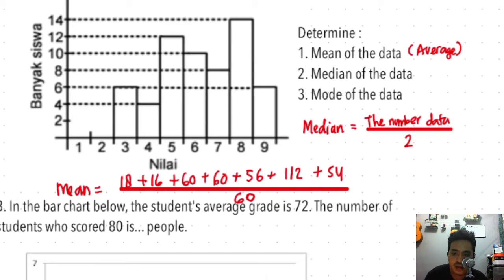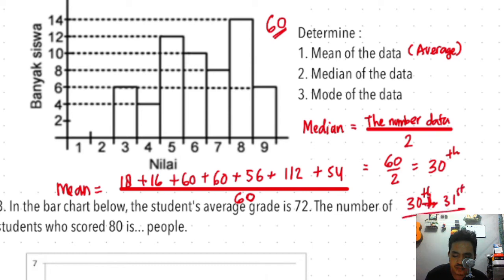Okay, so we have 60 data. We have 60 data based on this question, based on the number of students. So the median is 60 divided by 2 is the 30th data. Then the median must be the 30th and the 31st data, divided by 2, right? To find the median. Now, determine which one is the 30th and the 31st data.